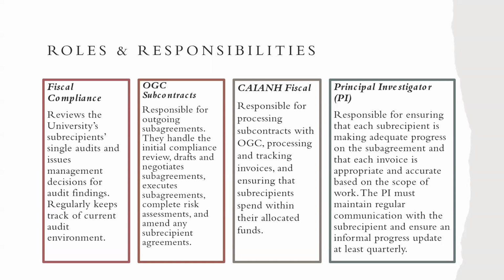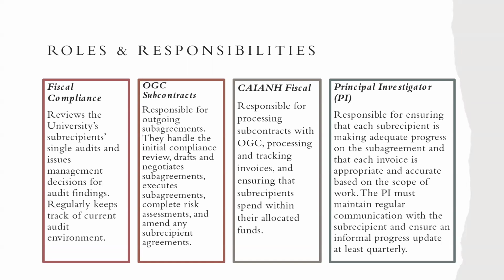And then we have Cayenne Fiscal. Cayenne Fiscal is responsible for processing subcontracts with OGC, processing and tracking invoices, and ensuring that subrecipients spend within their allocated funds. We're also responsible for implementing and tracking this overall subrecipient monitoring plan. You will see how the roles between Cayenne Fiscal and PIs differ as we go through this training.